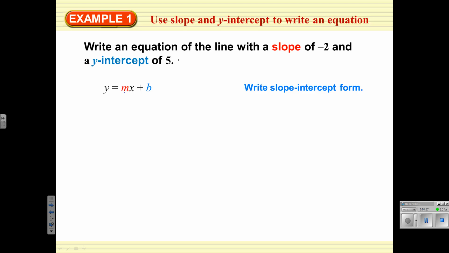Well, they give us the actual terms, so we're just going to substitute those in. If our slope is -2, that goes in for our m, and 5 would go in for our b. So we just technically do that. y equals -2x, slope, and y-intercept is +5. So we keep that plus because it's a +5 y-intercept. Okay? That's all there is to example 1. Easy peasy.